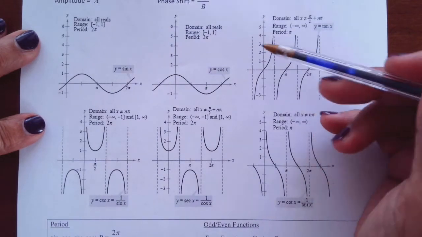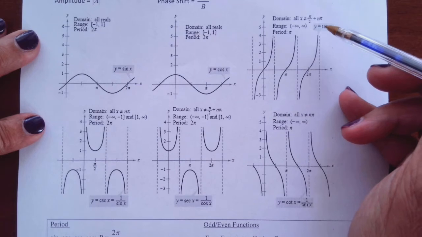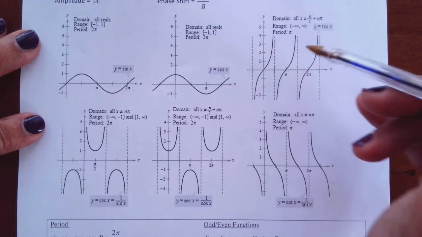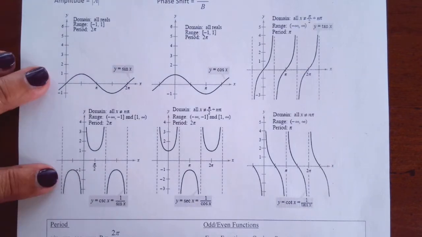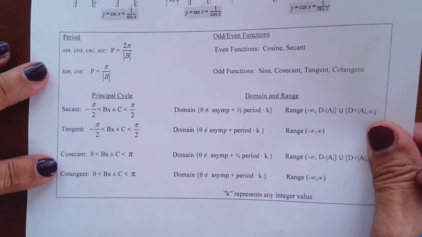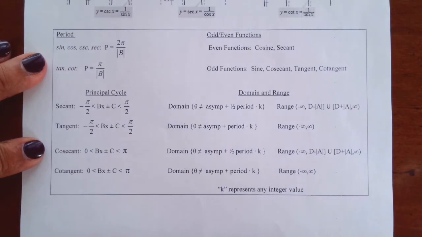So all of the information here is going to change a little bit. Your domains are no longer all real numbers, and your range sometimes is, sometimes isn't. So every one of these are a little bit different. So underneath the graphs, okay, is a table that tells you how to find any of the things that you're responsible for finding, okay?